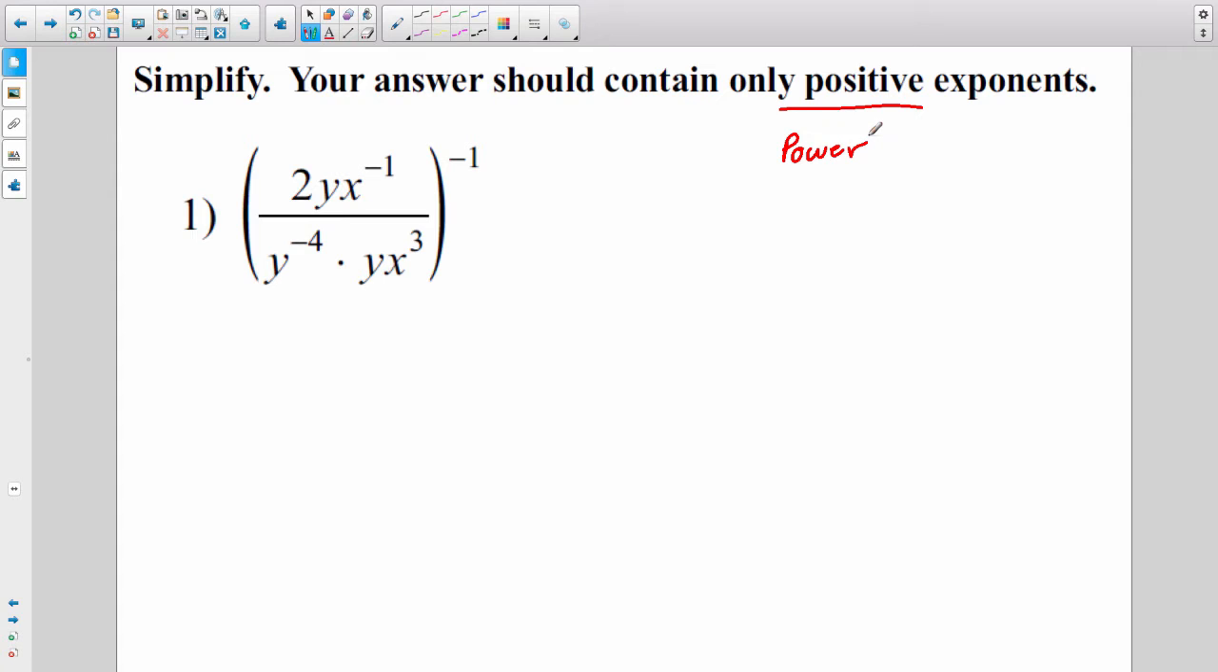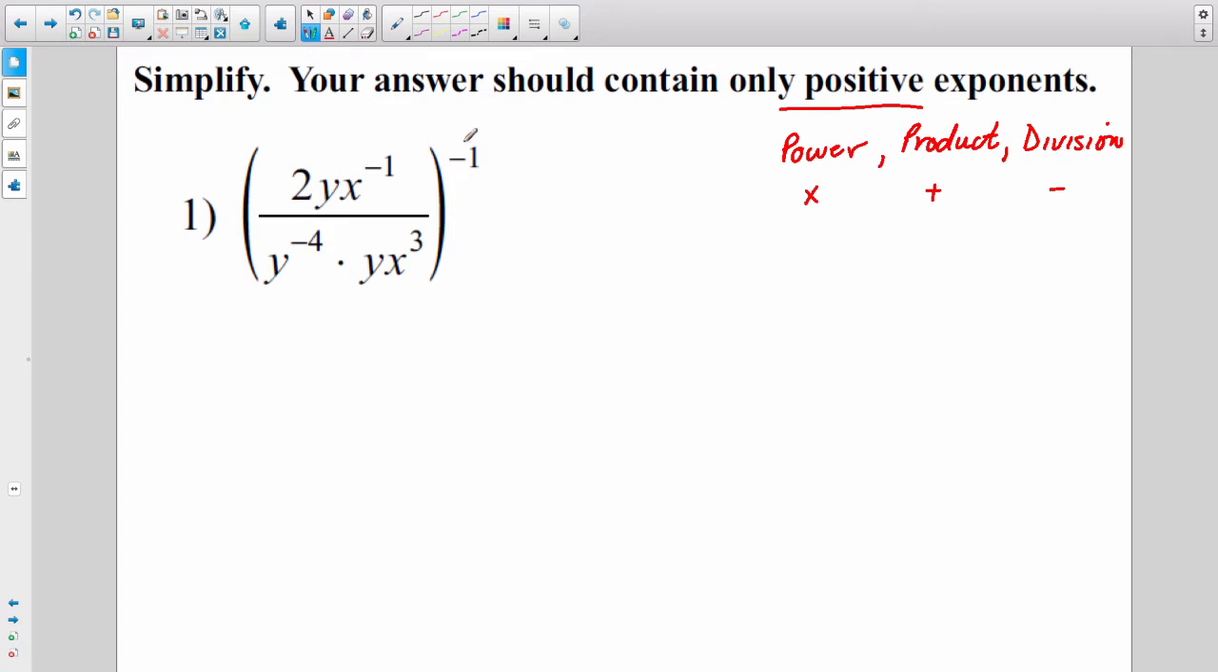Again, let's do power rules first, followed by product rule, followed by division rule. So we know that power means multiply, product means add, and dividing means subtract. If you do them in that order, you'll be fine.